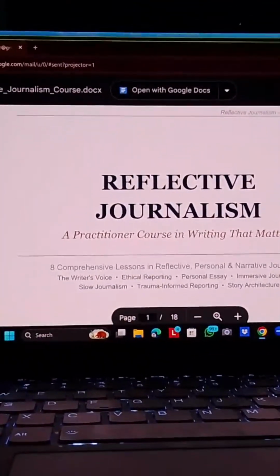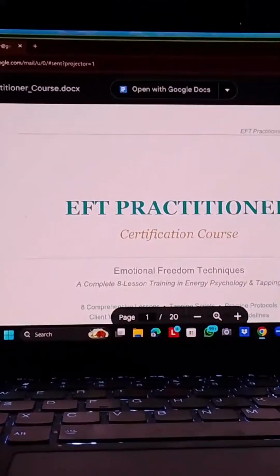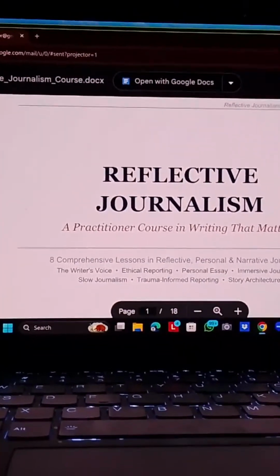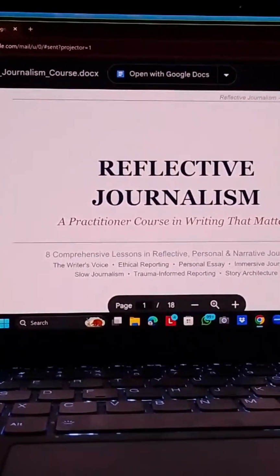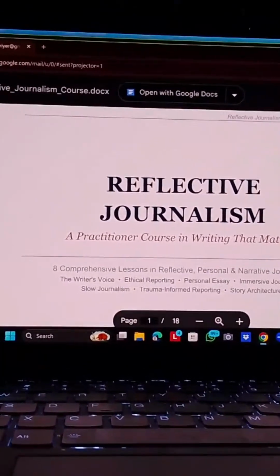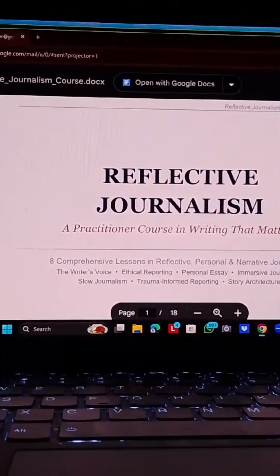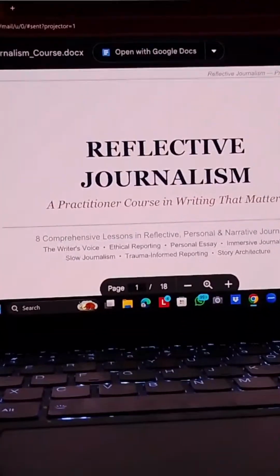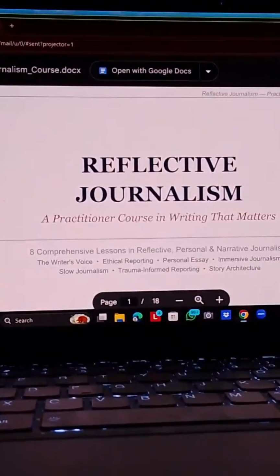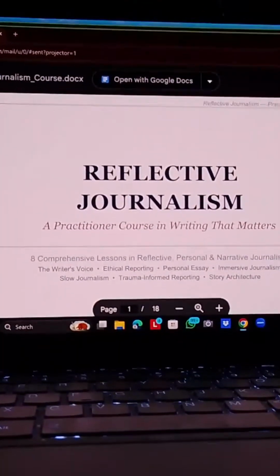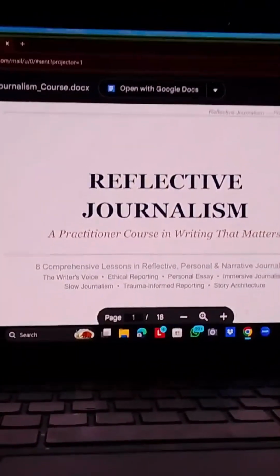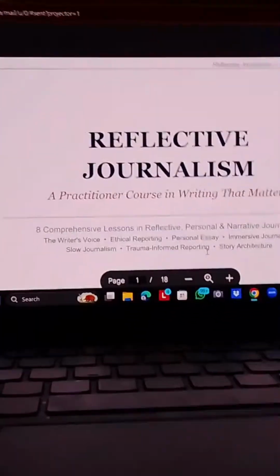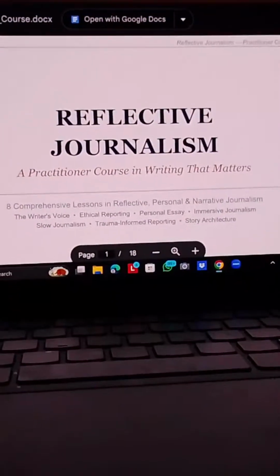I did a session in this actually, and it was really good, a practical workshop that I went to and I learned. So in this, it is a practitioner kind of course in writing that matters. So there are 8 comprehensive lessons in reflective, personal and narrative journalism. So one is the writer's voice, ethical reporting, personal essay, immersive journalism, slow journalism, trauma informed reporting and story architecture.